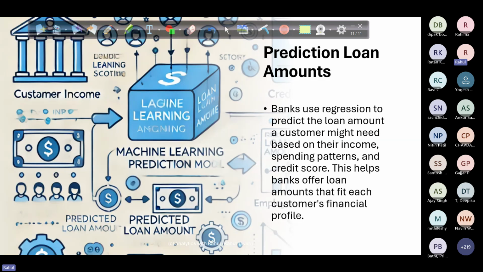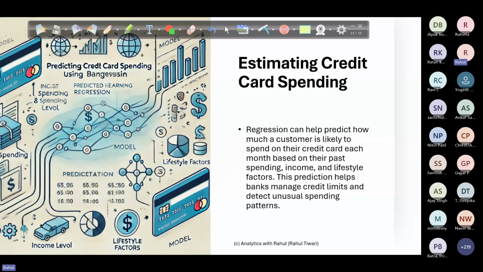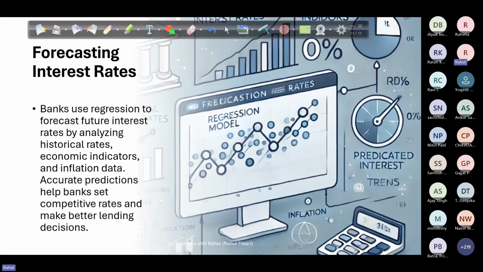Now, same way, if I go to the second example, estimating credit card spending, where I want to estimate what the credit card spend is, regression can help predict how much a customer is likely to spend on their credit card each month based on their past spending, income, and lifestyle factors. This prediction helps banks manage credit card limits and detect unusual spending patterns. One more example, forecasting interest rates. Banks use regression to forecast future interest rates by analyzing historical rates, economic indicators, and inflation data. Accurate predictions help banks set competitive rates and make better lending decisions.